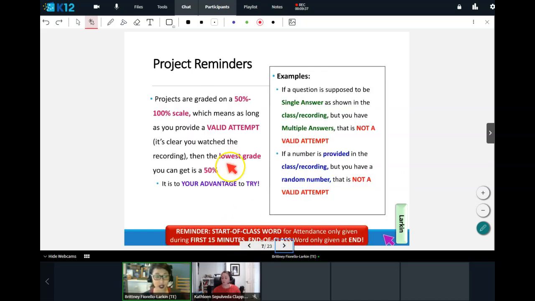Okay, so this is just a reminder, projects are graded on a 50 through 100% scale, which means as long as you provide a valid attempt on each slide, meaning it's very clear that you filled out the slide while watching the recording, then the lowest grade you can get on that slide is a 50%. Now, if you're filling in anything with gibberish or nonsense, or I gave you the answers in the recording for what goes in a blank and you didn't put that in, then you can still get a 0 on that slide for not giving us a valid attempt.